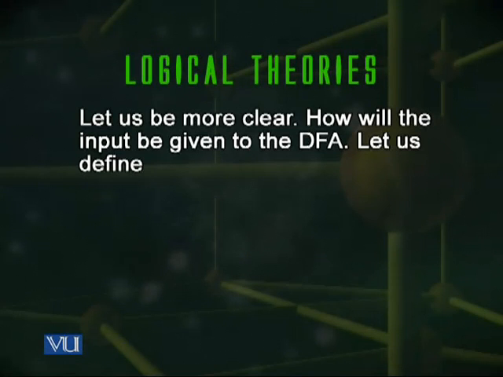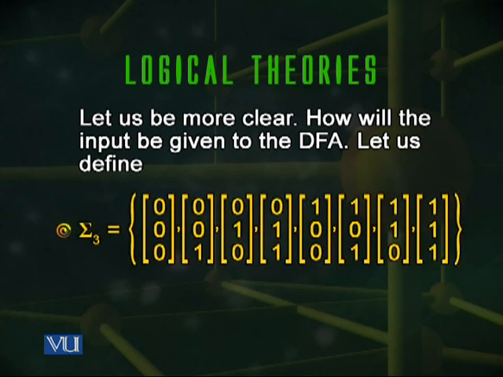How is the input given to the DFA? We define an alphabet called sigma 3, and this alphabet sigma 3 consists of 8 characters. Each character represents the 3 possible bits of the 3 numbers. So for example, the first character represents 0, 0, 0. That means this particular bit of x is 0, of y is 0, and of z is 0. Similarly, it has a character represented by 0, 1, 1. This means this particular bit of x is 0, but this particular bit of y is 1, and this particular bit of z is also 1.